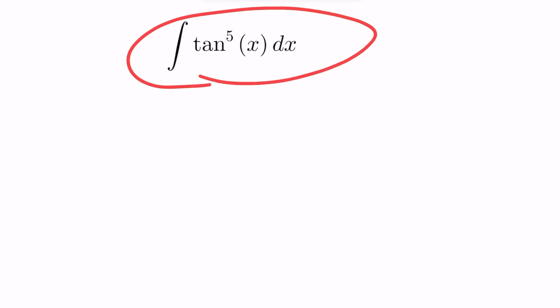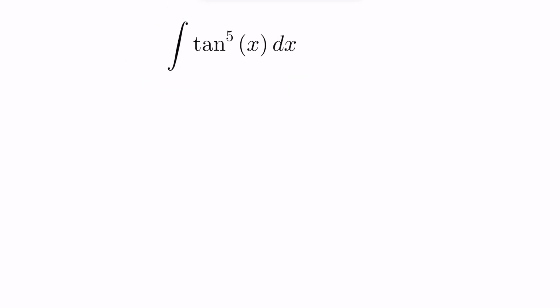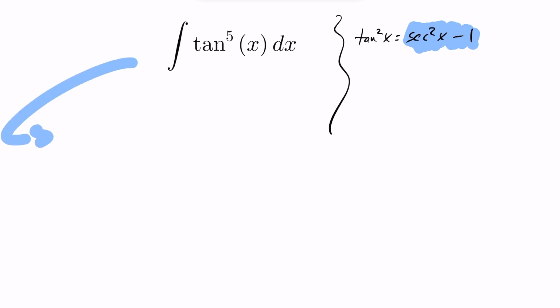All right, in today's lesson here, we're going to look at the integral of tan to the power of 5x dx. So in tackling this problem here, remember that tan squared of x is equal to secant squared x minus 1. And as we saw in some previous examples I had done, we know how to integrate this. So let's go ahead and break this apart so we can do that substitution here.